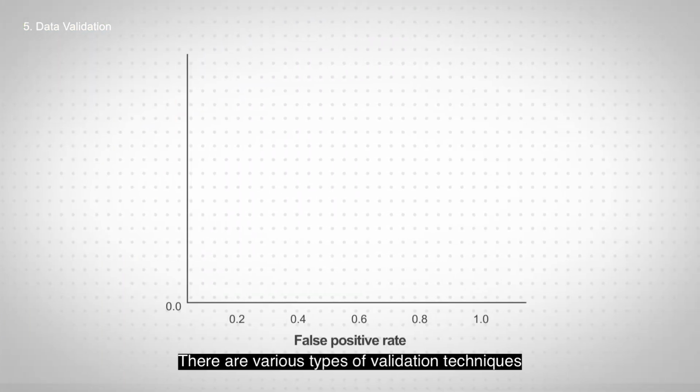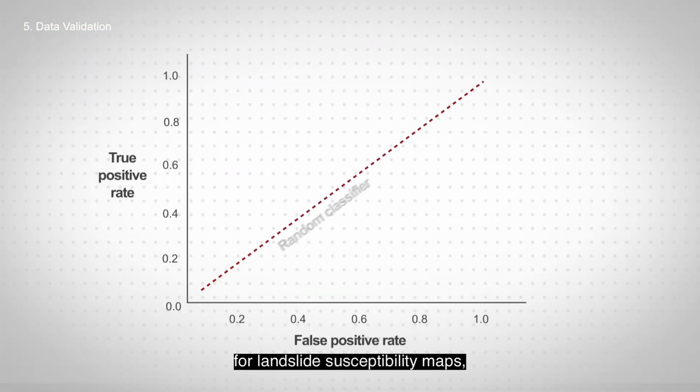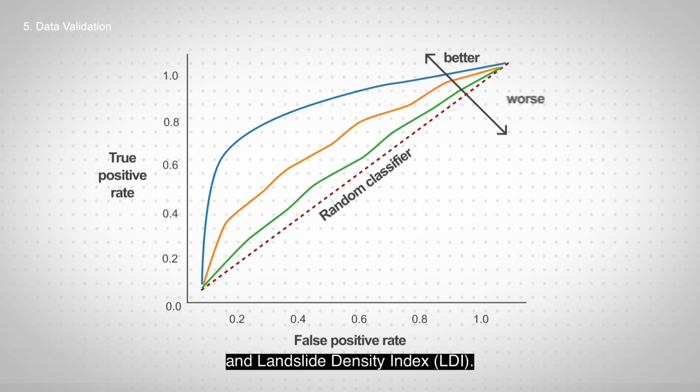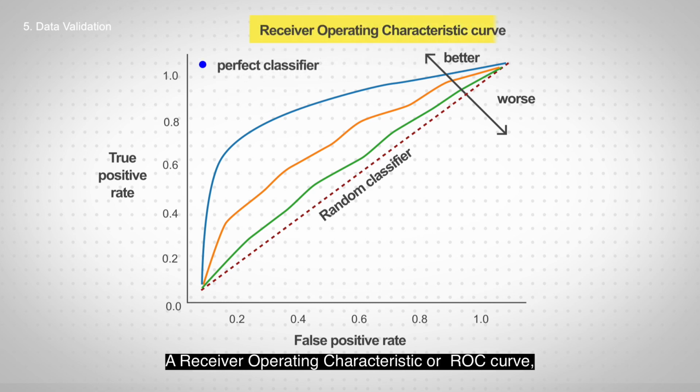There are various types of validation techniques for landslide susceptibility maps, such as area under the curve, AUC, and landslide density index, LDI. A receiver operating characteristic, or ROC curve, is a graph used in data science to show if the map created is accurate or not.